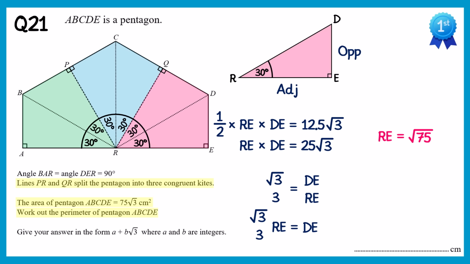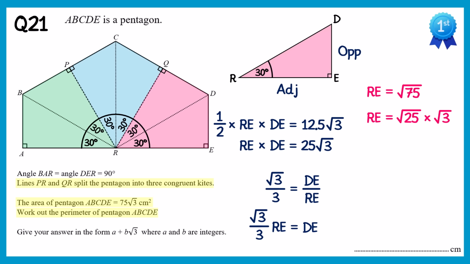Now this can actually simplify. We can express root 75 as root 25 multiplied by root 3. Root 25 we know is 5, so this is 5 root 3. So we found that RE is 5 root 3.